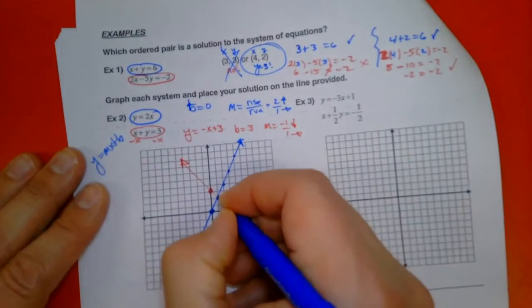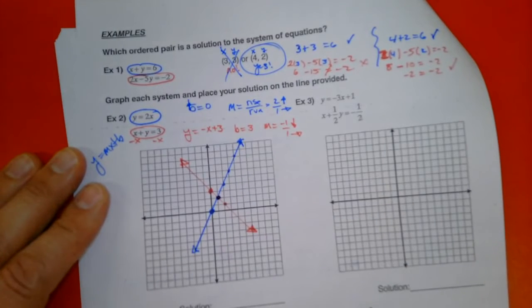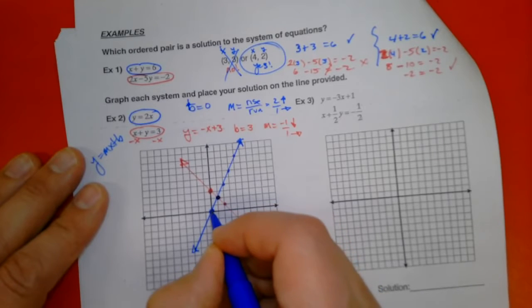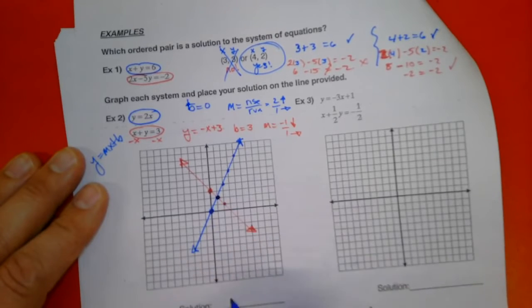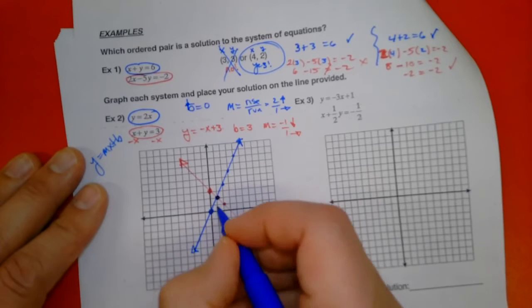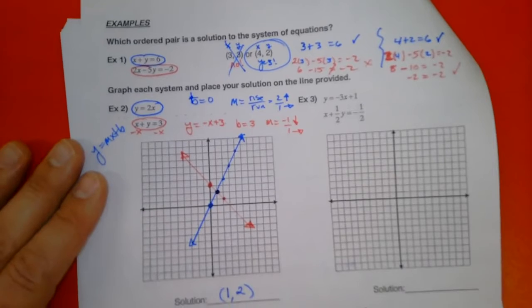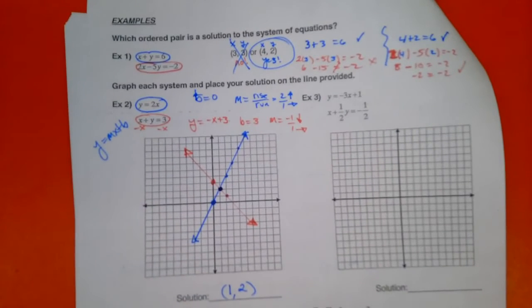And now my solution is where those two lines, the blue and the red one, intersect. So start at the origin and figure out what that coordinate point is. This is over 1 on the x-axis, so that's 1. And then it's up 1, 2. So 1, 2 is my coordinate point. Okay.